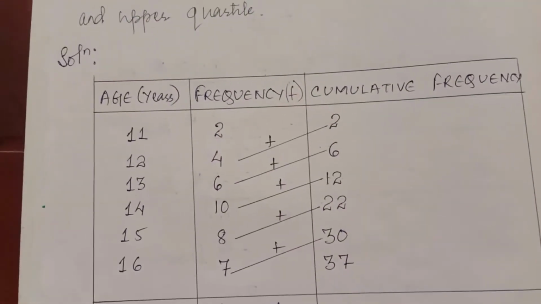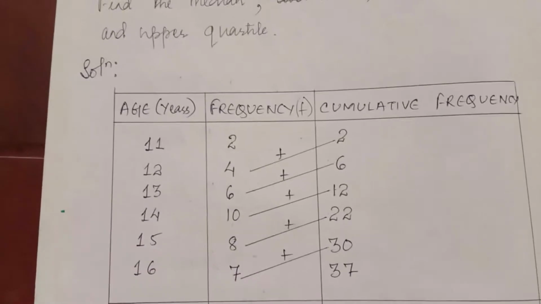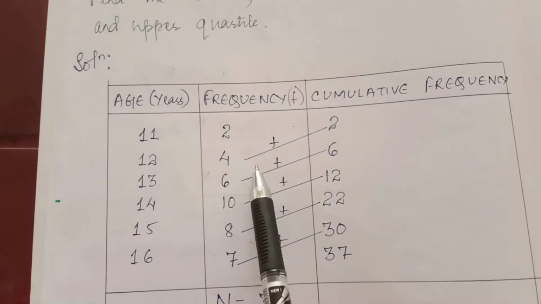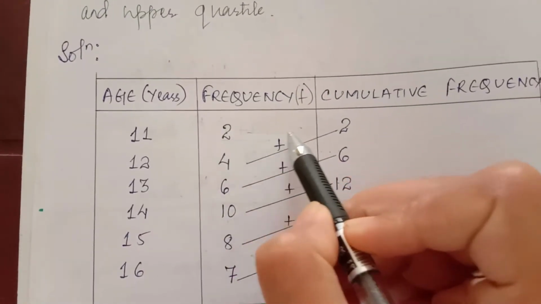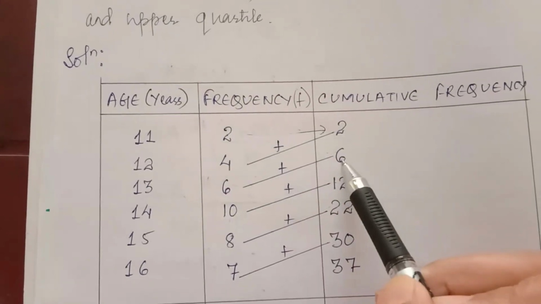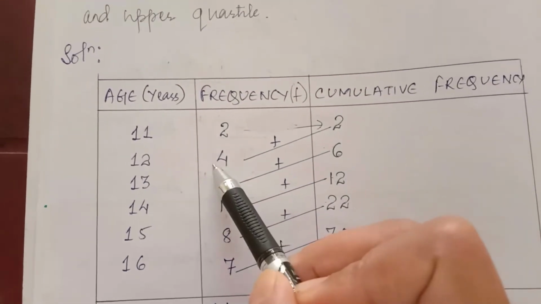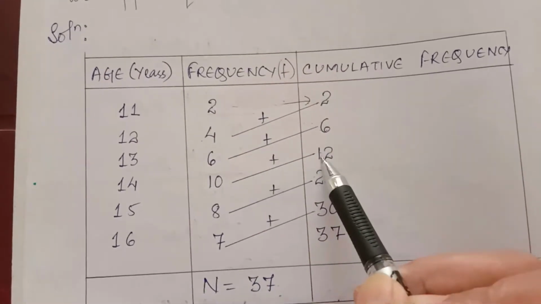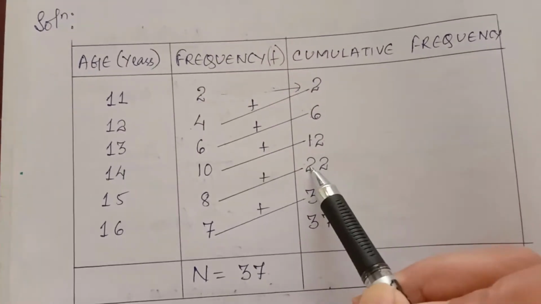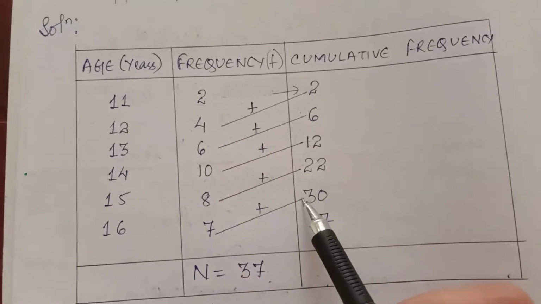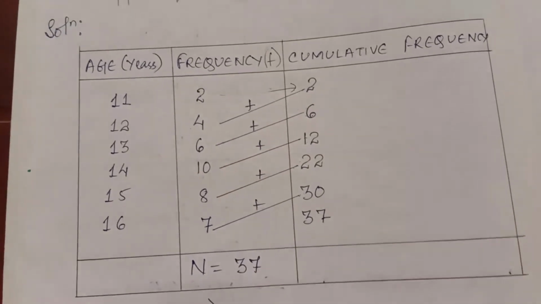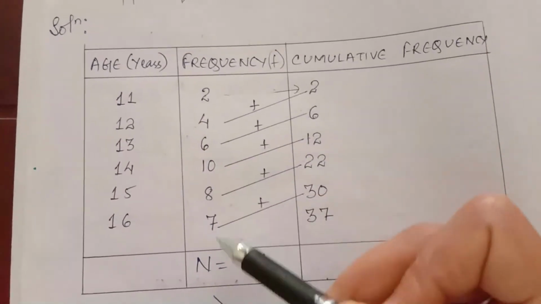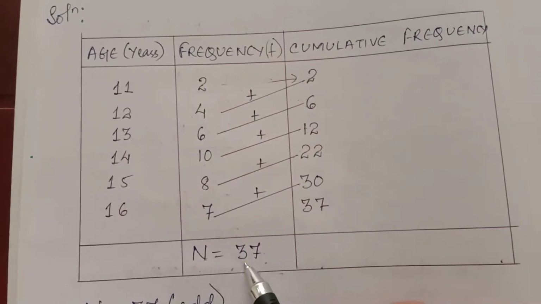Now I will teach you how to find cumulative frequency. First you copy the first frequency, so 2 will remain 2 here. Now for the second one, 2 plus 4 is 6. Then 6 plus 6 is 12. 12 plus 10 is 22. 22 plus 8 is 30. 30 plus 7 is 37. So if you add these numbers, you get n equal to 37.